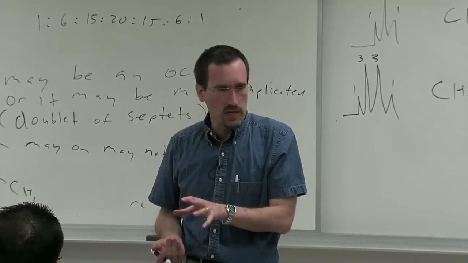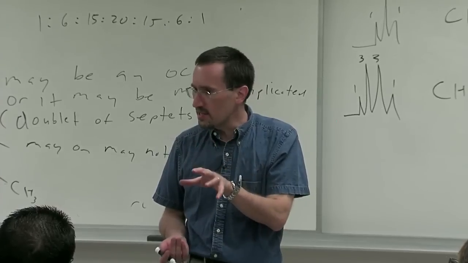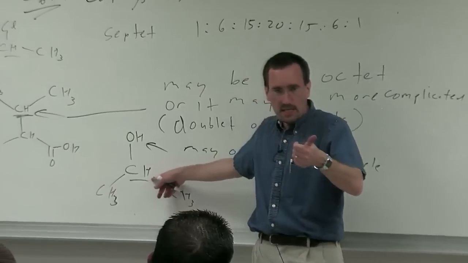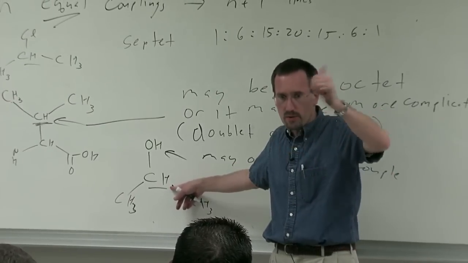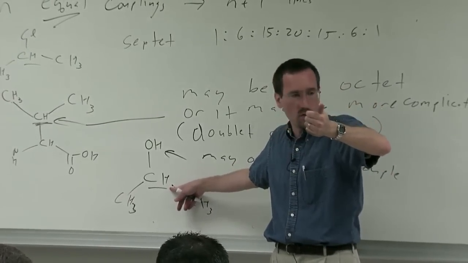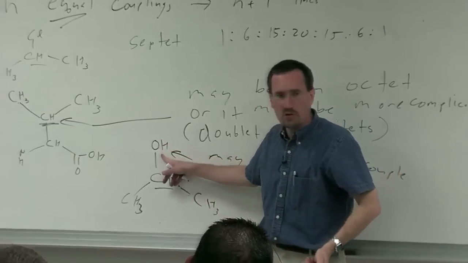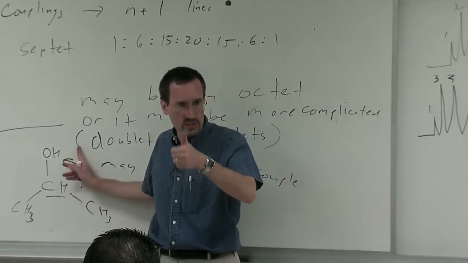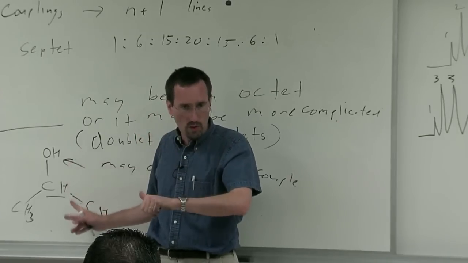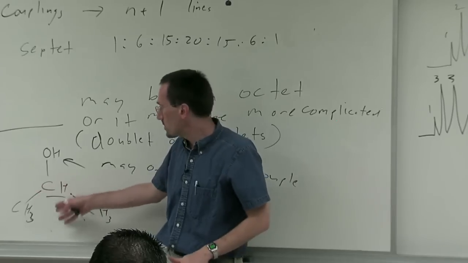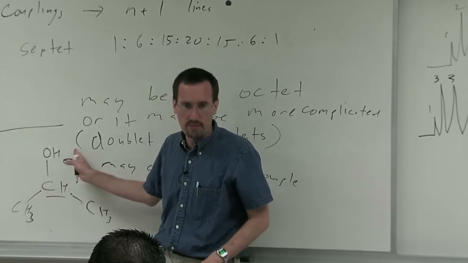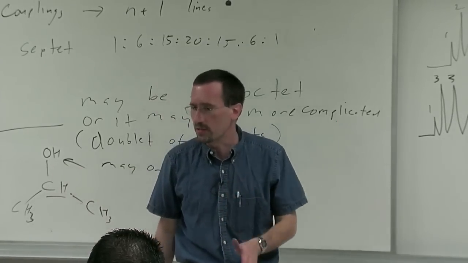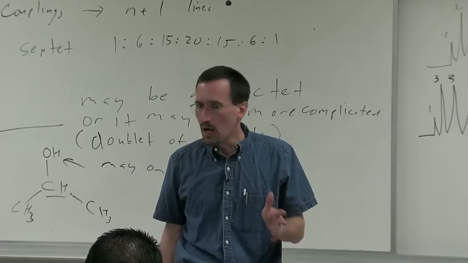If that hydrogen exchanges on the order of tens of milliseconds, this methine is not going to see it as either spin up or spin down. It will see an average, and you won't get coupling. If this hydrogen doesn't exchange, then it will see it as either spin up or spin down, and you will have splitting either as an octet, or as a doublet of septets, or septet of doublets, depending on the relative J's, but we'll get into that later.